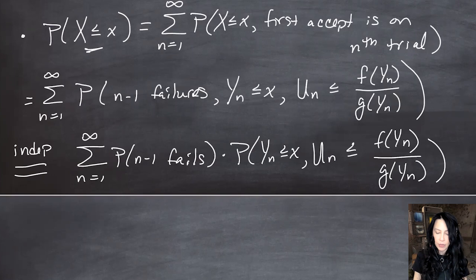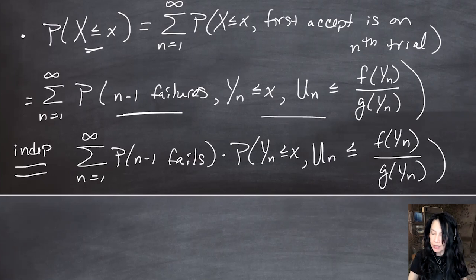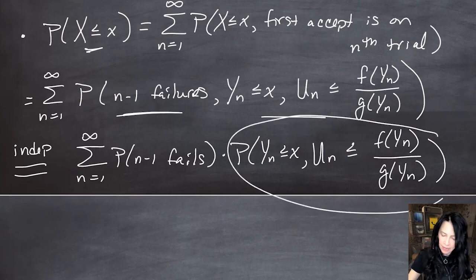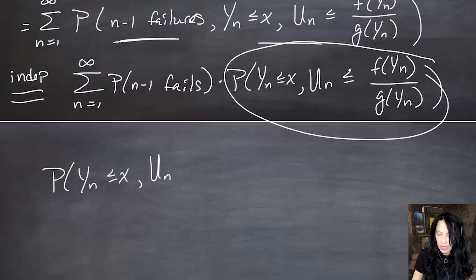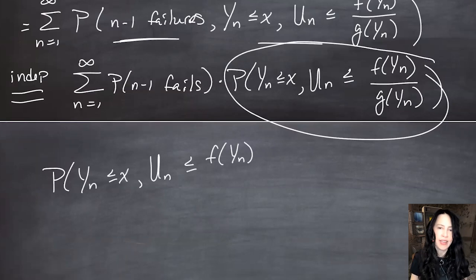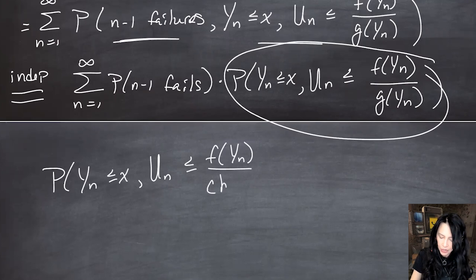So I'm using the fact that what's happening in the first n minus 1 trials is independent of what happens in that nth trial. So let's zoom in on this probability: the probability that Yn is less than or equal to x and Un is less than or equal to f of Yn over c h of Yn. I think I'm going to switch over to the h notation.